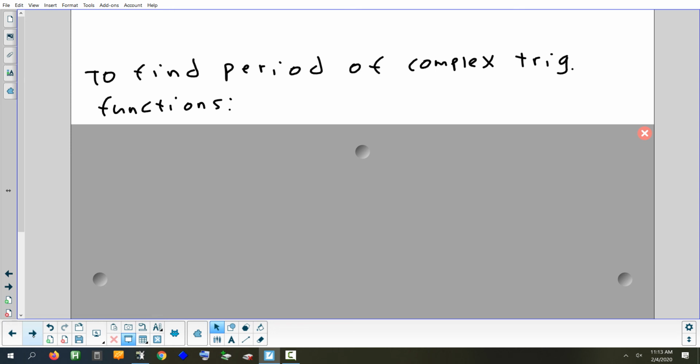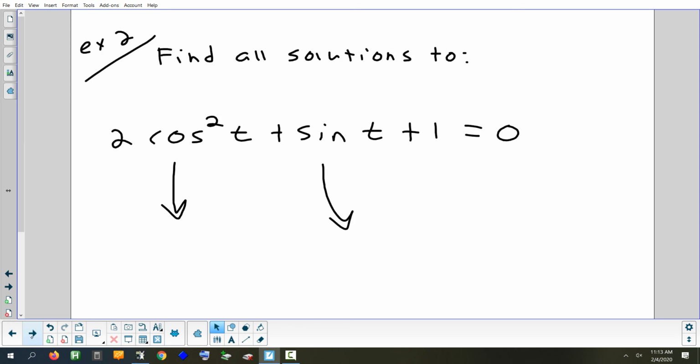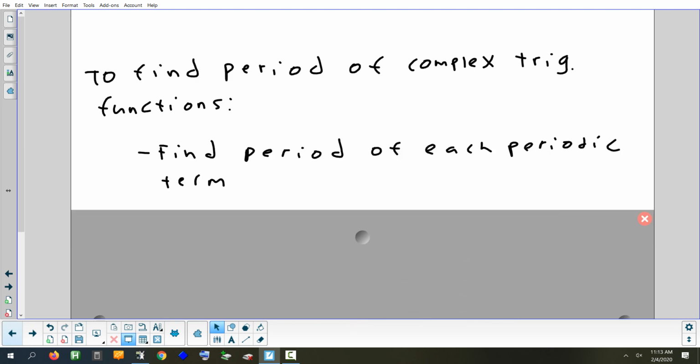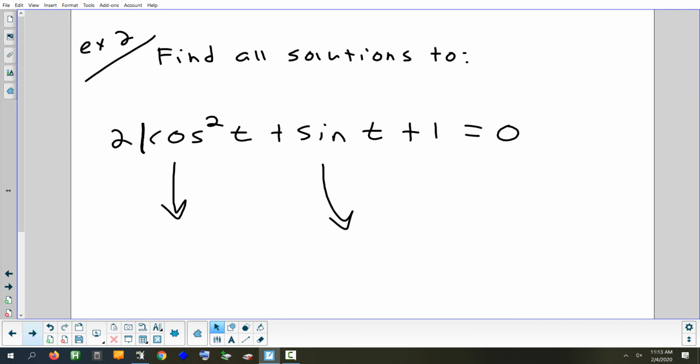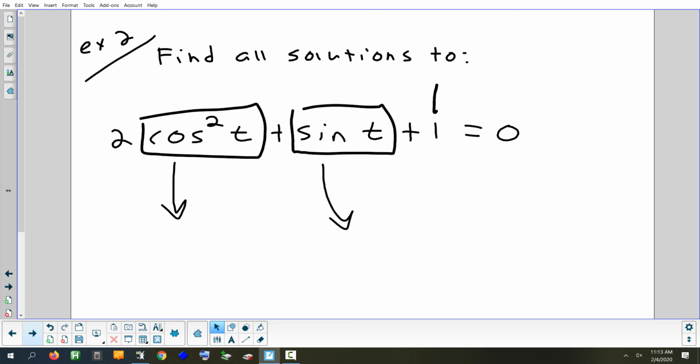Okay. So, how do you find the period of a complicated problem like this? You've got two different trig functions, and you've got one of them to a power. Well, we'll talk about the power after. But in general, what you have to do is look at each periodic term in your equation. That's a periodic term. That's a periodic term. The one that I just drew an arrow to? No. That's a term, but it's not periodic. A periodic term has to be a trig function.